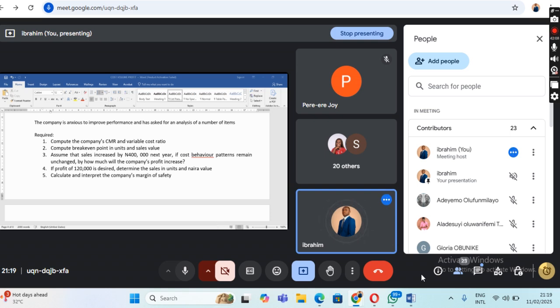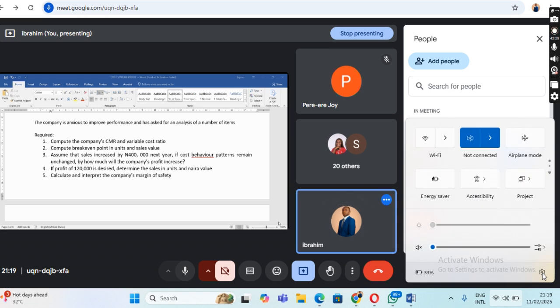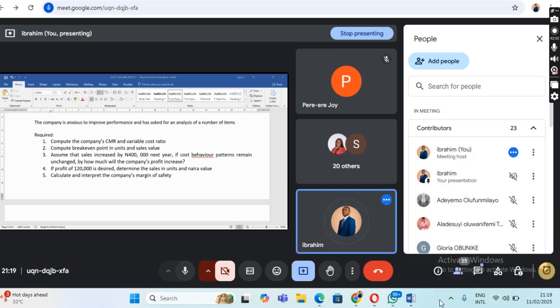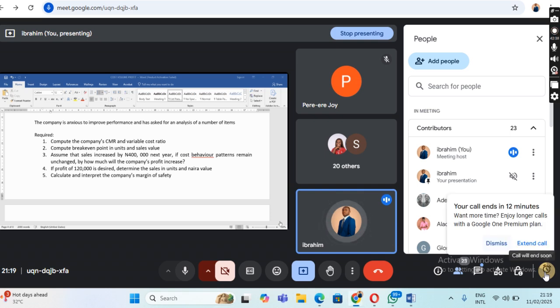You move on. Your contribution is your total sales minus your variable cost. You make S the subject of the formula and you move on. Class, that is how it is. Very simple. Now, if a profit of 120,000 is desired, determine the sales in units and in naira. Class, what is that?